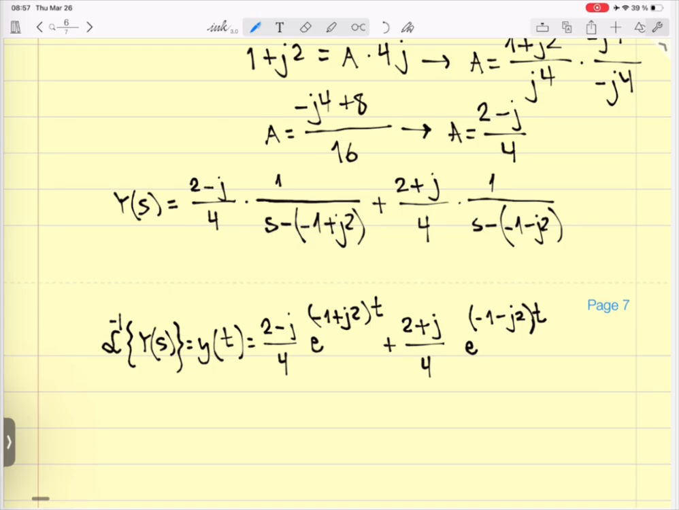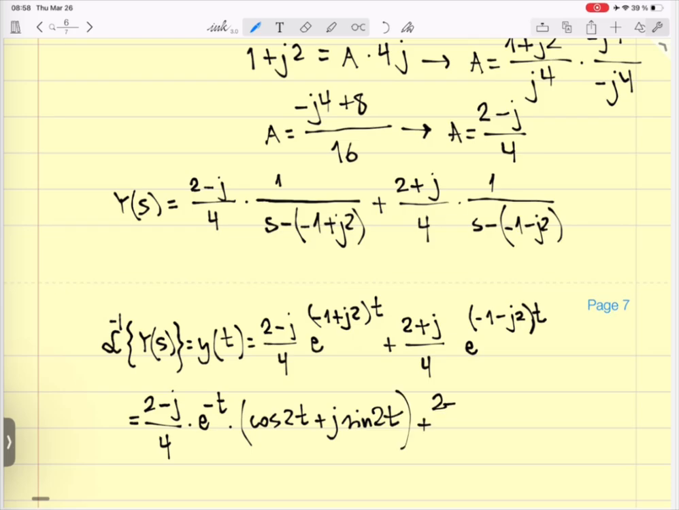If we simplify with Euler's formula, (2 minus j) divided by 4 times e to the minus t, and then cosine of 2t plus j sine of 2t, plus (2 plus j) divided by 4 times e to the minus t times cosine of minus 2t plus j sine of minus 2t.